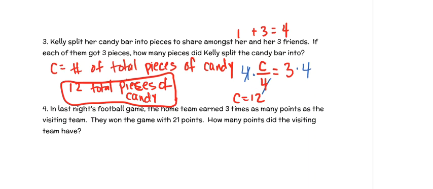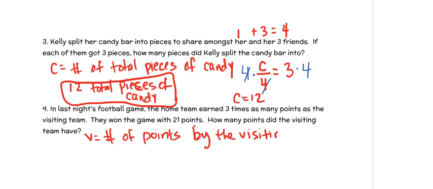In last night's football game, the home team earned 3 times as many points as the visiting team. They won the game with 21 points. How many points does the visiting team have? So V equals number of points by the visiting team. So that is my V, the number of points.